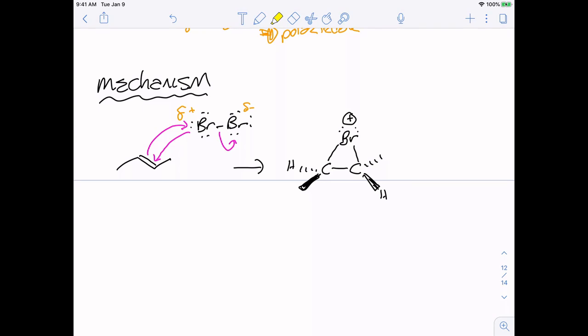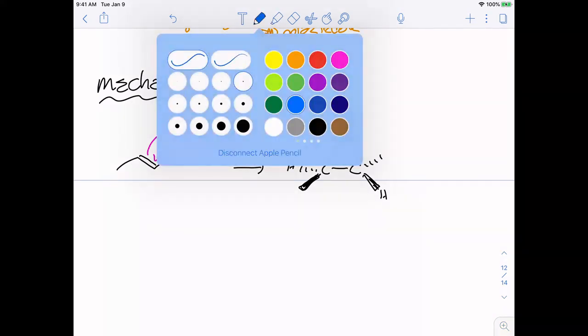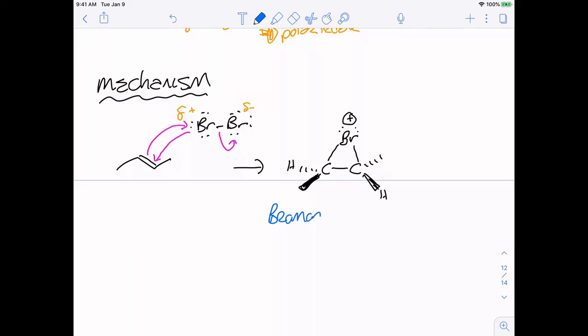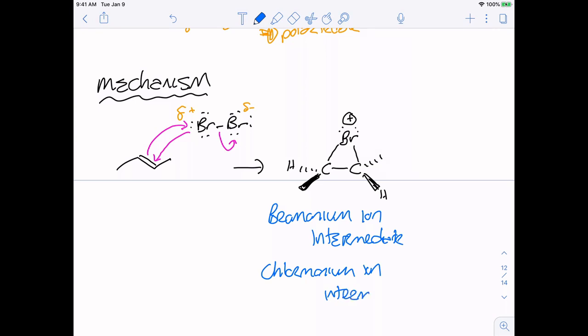So this is called a bromonium ion intermediate. If I used chlorine instead of bromine, it would be a chloronium ion intermediate. So either bromonium or chloronium, kind of weird to say, depending on which one you have. And it is a bridge. I have the two bonds, so each carbon is bonded to that bromine.